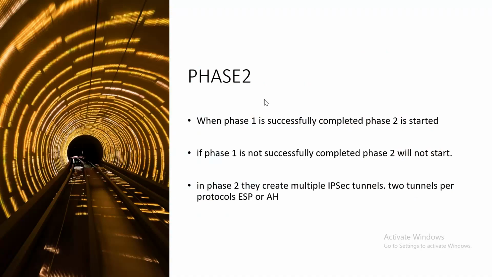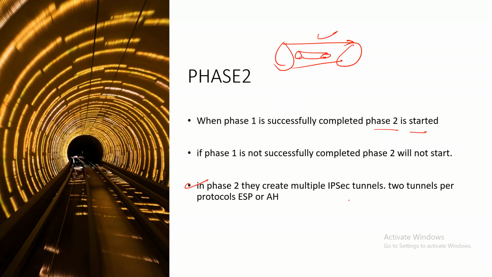Now phase 2. When phase 1 is successfully completed, only then will you get the chance to configure phase 2. If phase 1 is not completed, you can't configure it, and phase 2 will not start. So before sending the data, the first tunnel must be up, and only then will it establish the second tunnel.